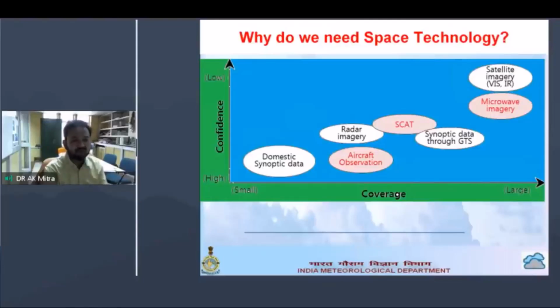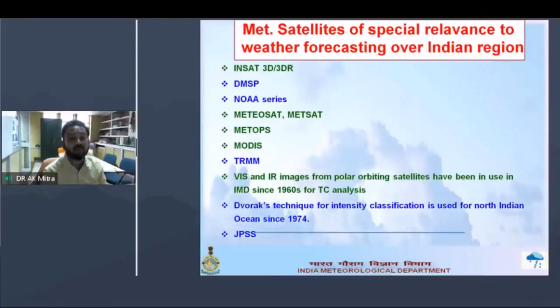Now again, if you see the graph, why do we need space technology? For a small area, we need an instrument, that is the conventional synoptic data. So we have very high confidence. But as you move on to coverage, as you know, satellite data has a very large coverage, like almost 1,000, 2,000 to 5,000 kilometer area, or more than 5,000, 10,000 kilometer area of spatial capacity to observe the Earth. But it also reduces the confidence. So we need to improve this confidence. How can we improve it? We need good interpretation of satellite data.